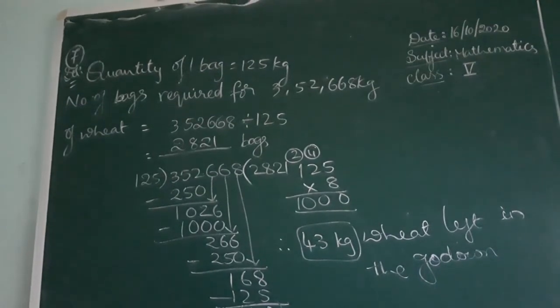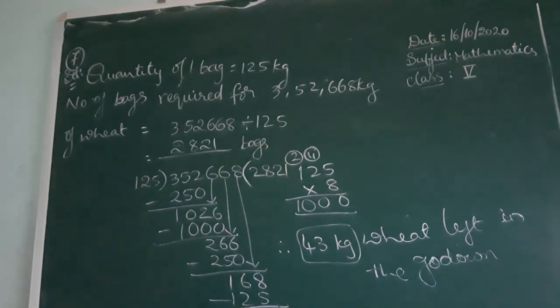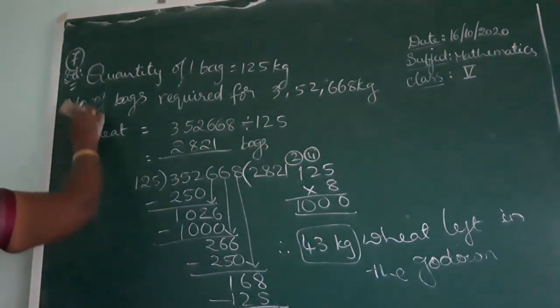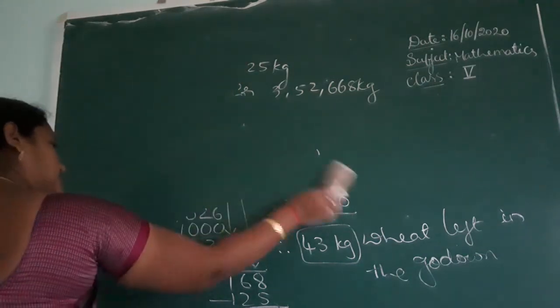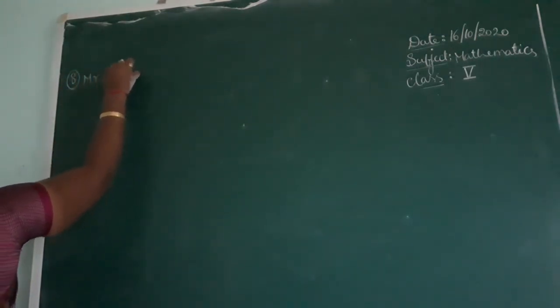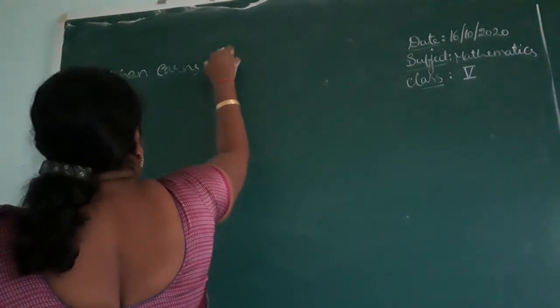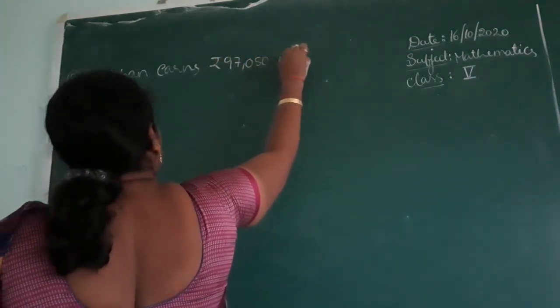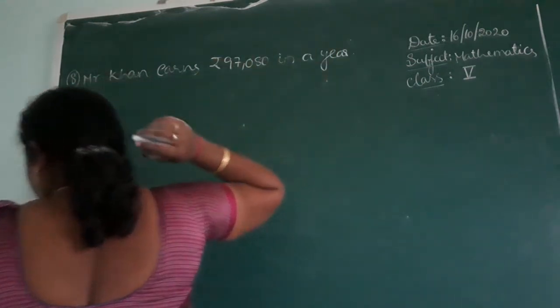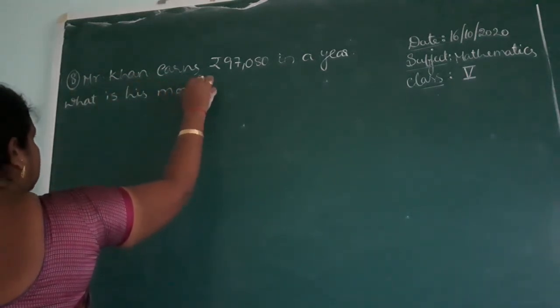Okay, see the next one, children, the 8th one. Mr. Khan earns 97,080 in a year. What is his monthly salary?